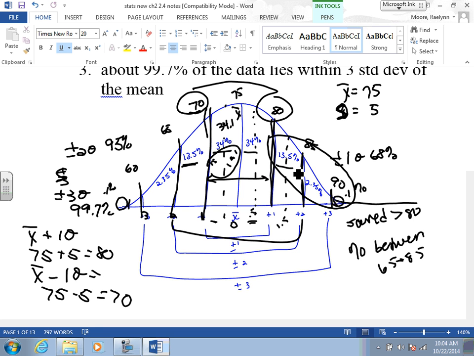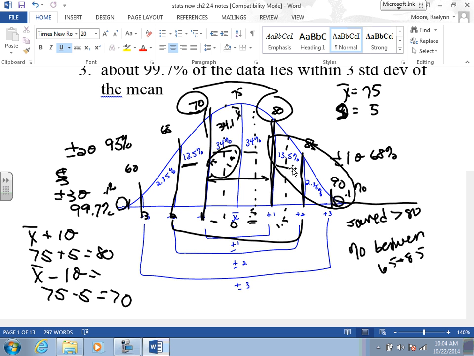We round. Instead of 68.2, we just say 68. Instead of 95.4, we say 95. So we have a little bit of a rounding, but it doesn't really matter. You can use that chart as well. Okay? All right.